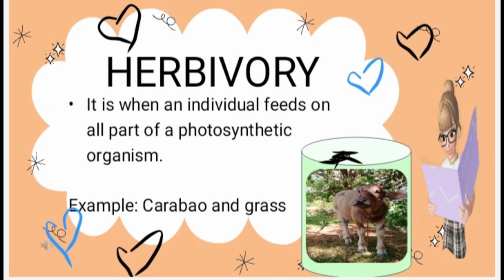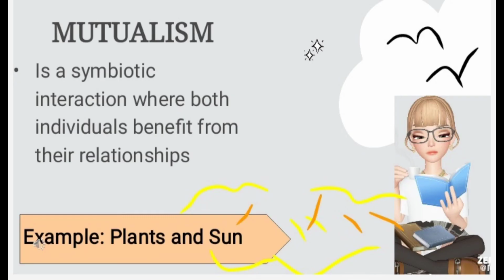The third type of interaction among species is herbivory. In herbivory, one individual feeds on all parts of a photosynthetic organism. The word herbivore comes from the root word herb, so it is understandable that it talks about photosynthetic organisms like plants and grass. An example of this that you can see on the picture attached in these slides is the carabao and the grass.